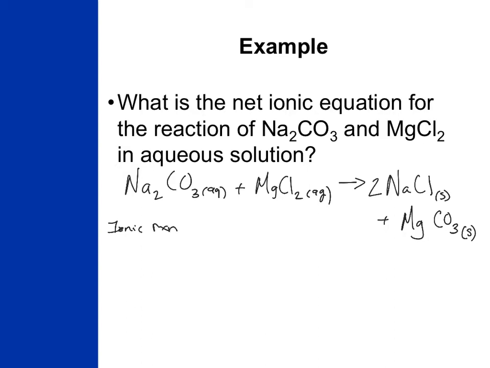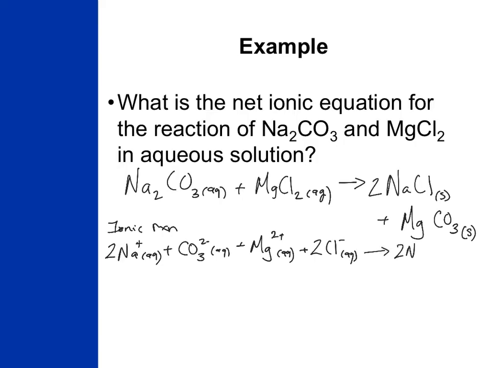Ionic reaction, all the ions that are present in solution. So we're just going to start breaking stuff apart that's aqueous. So we know sodium's a +1, and we've got 2 of them, plus the carbonate, CO3 2 minus, plus magnesium, that's a 2+ charge. Aqueous solution, we got 2 chloride ions in solution as well, and that's going to form our sodium chloride. So our sodium will break apart and form an ion. We'll have 2 chloride ions.